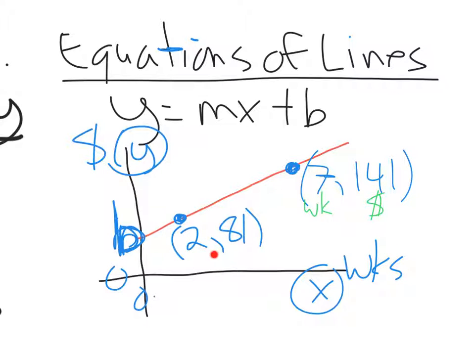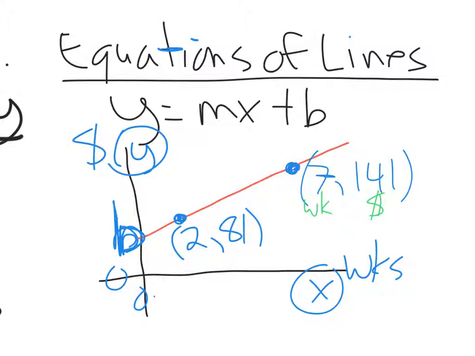The 2 points, which you would just pull off the line, like if you were given the graph, you would just find the points on the line. Like if it was a line of best fit, you would just locate 2 points that you can see reasonably well. So the first one says after 2 weeks you have $81. The second point is after 7 weeks you have $141.